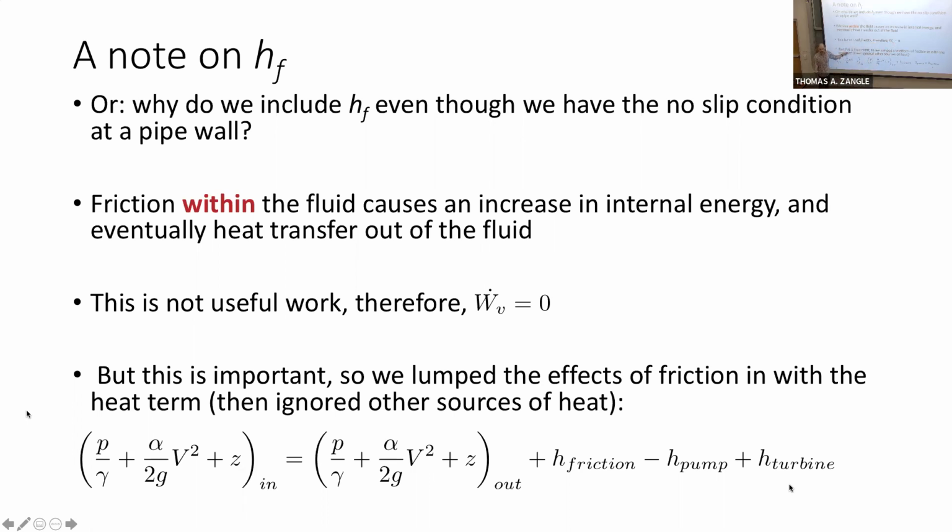But this effect is very important. You'll see in chapter 6, this effect is the dominant effect when we're talking about pipe networks. And it's going to be how we keep track of the flows in pipe networks. And so we lumped it into the heat term, right? So we lumped all of those effects of friction into the heat term. And then we said we're going to ignore the rest of the heat transfer effects, or other sources of heat transfer. I was not clear on this before. And what we're left with is this head friction that pops out of the heat term, not the viscous work.